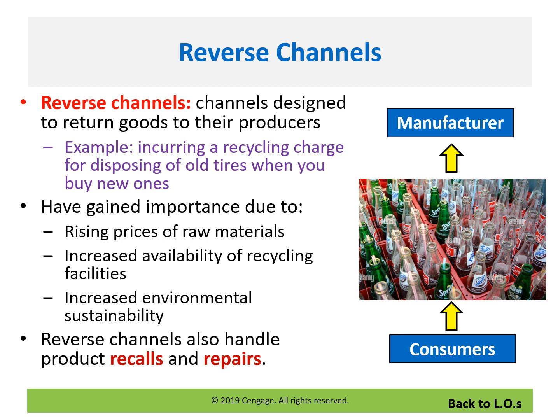Reverse channels allow return of goods to their producers. Example, incurring a recycling charge for disposing of old tires when you buy new ones. Another example is soft drink bottles are returned by the consumers back to the manufacturer for them to reprocess and reuse for the next batch of production.